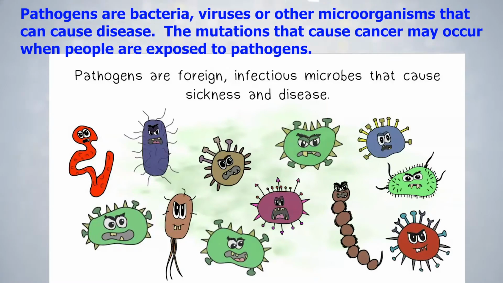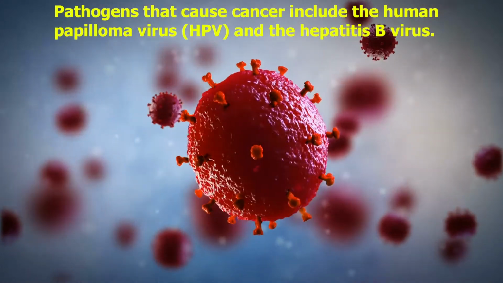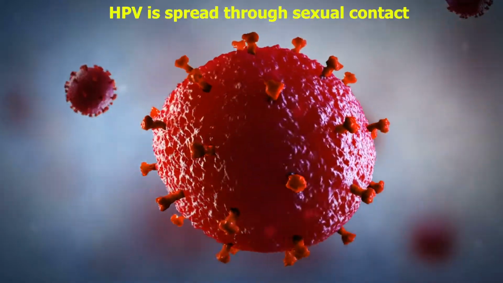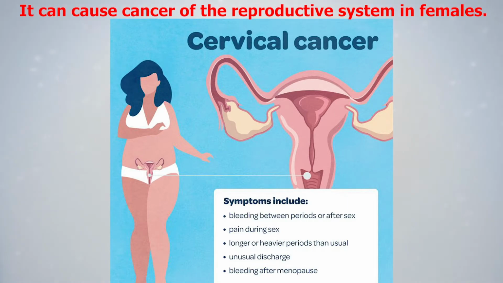The mutations that cause cancer may occur when people are exposed to pathogens. Pathogens that cause cancer include the human papillomavirus, otherwise known as HPV, and the hepatitis B virus. HPV is spread through sexual contact. It can cause cancer of the reproductive system in females.